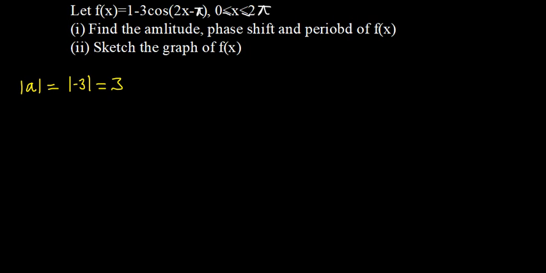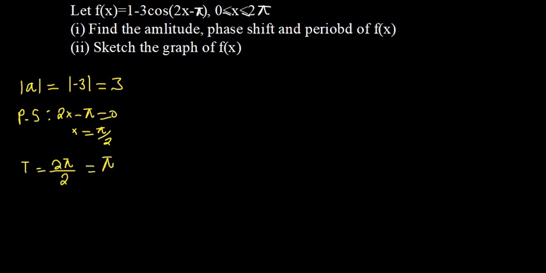And then the other thing we need to find is the phase shift. To find the phase shift, all you do is you get whatever they've given you in the brackets here and equate it to 0. So 2x minus pi is equal to 0, meaning that x is going to give us pi over 2. The other thing we need to find is the period. Period is given as 2 pi over the number that is in front of x. So this number here. That is going to be 2 pi over 2, meaning the period is pi.